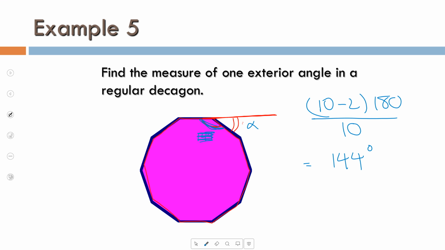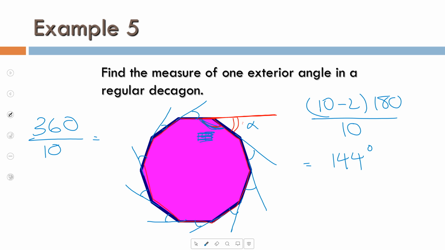I can easily find alpha. How do I find alpha? Alpha is simply 360 divided by 10, because I've got 10 exterior angles here that are all the same measure. You can see the pattern here, they all add up to 360. So 360 divided by 10 tells me that alpha is equal to 36. If alpha is 36, then the interior angle must be 144, because again, they're supplementary, adding up to 180.